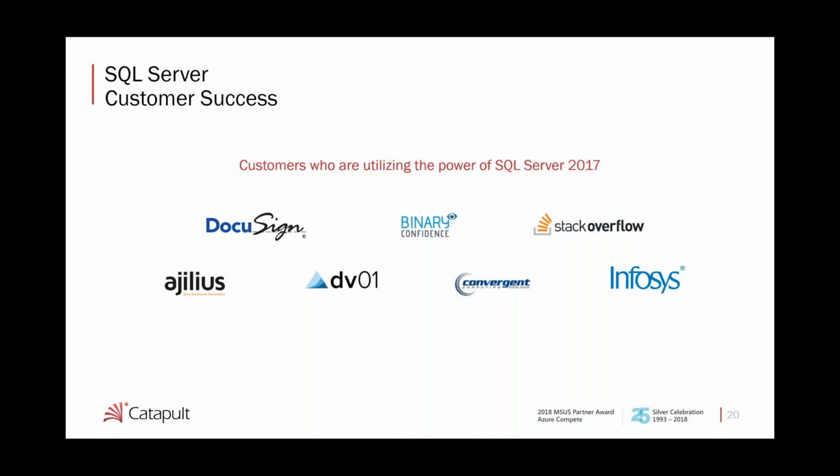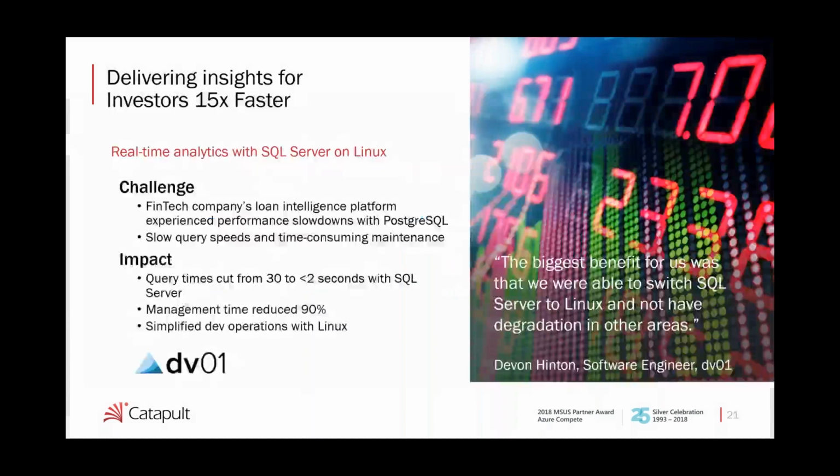So let's talk about one of them that this slide shows, which is DD01. If you move to the next slide, Larry. So DD01 is a financial services company. They're a fintech company that specializes in loan intelligence platform. They were experiencing platform slowdowns and significant performance slowdowns, and they had a PostgreSQL version that they were running on premises. They did a lot of analysis, and because they were a Linux shop, they also wanted to stay in the Linux operating system environment.